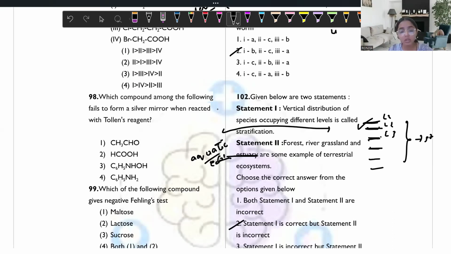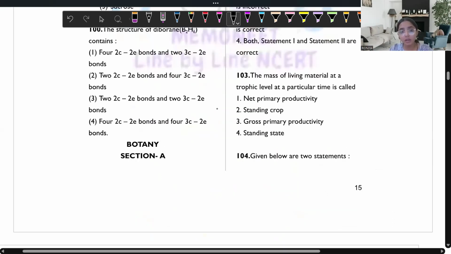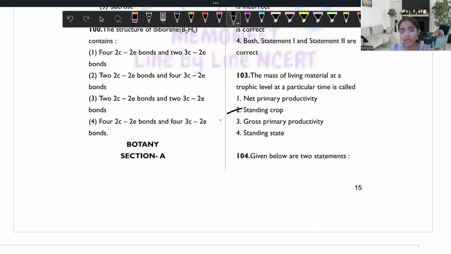What is question 103 saying? It is saying the mass of living material at a trophic level at a particular time is called standing crop. Standing crop is nothing but the biomass or living material that is present at a particular trophic level at a particular time. What is a trophic level? A trophic level is one level in a food chain.